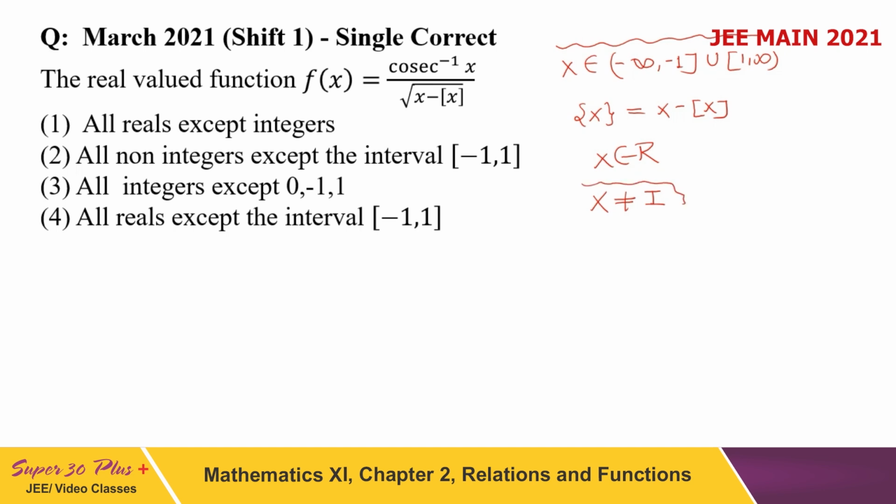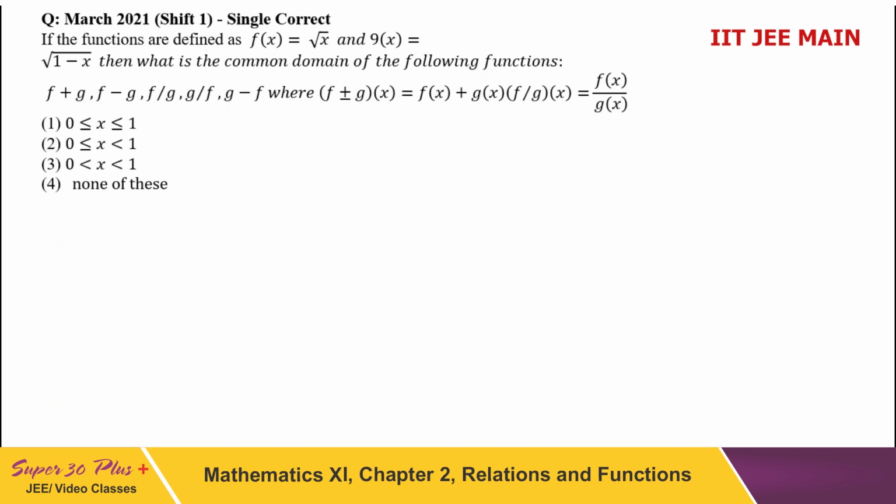So in a nutshell, the intersection of both these answers will be x belongs to minus infinity to minus 1 union 1 to infinity except the integers. Read option number 2, all non-integers except in the interval minus 1 to 1. This is our correct answer for this question. This question came in March 2021 Shift 1 Single Correct IIT JEE Mains Examination.